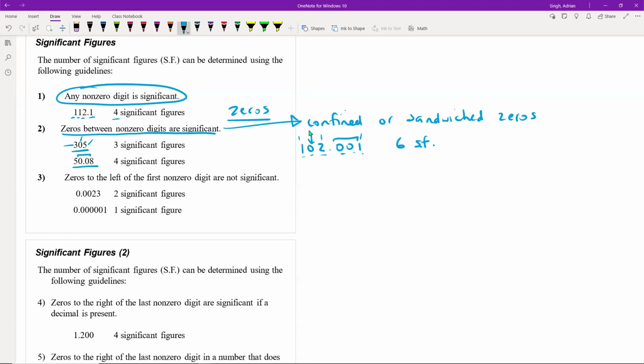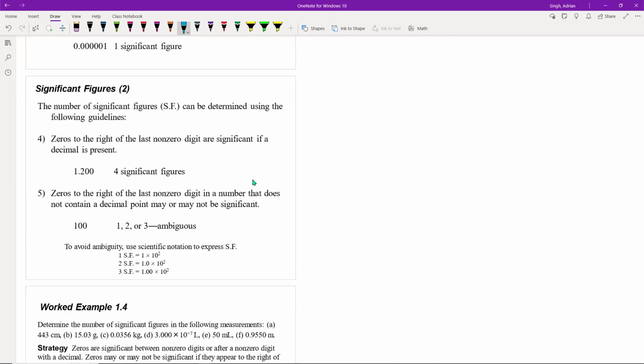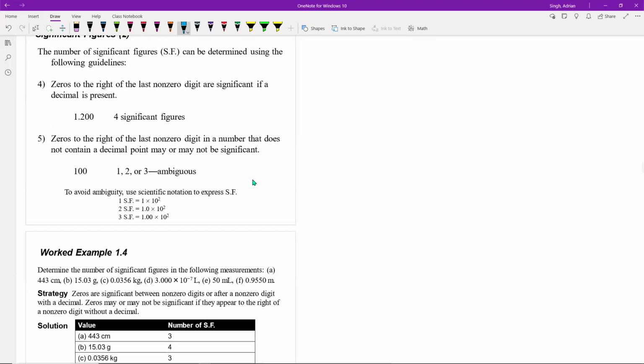When we have a decimal point in a number, the zeros at the end of that number are significant. Okay, so I'm going to jump down here. So if I have a number like 1.200, do we have a decimal point? Yes, there it is. So zeros at the end of a number with a decimal point are significant, right? So this one then would have the 1, the 2. Now the zeros at the end of the number with a decimal point, so all of these will be significant.